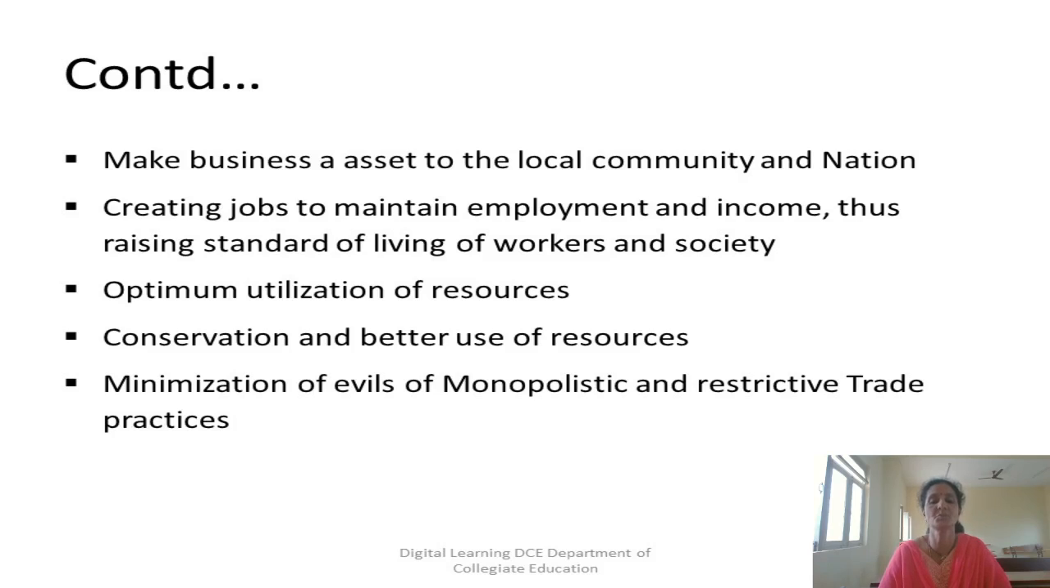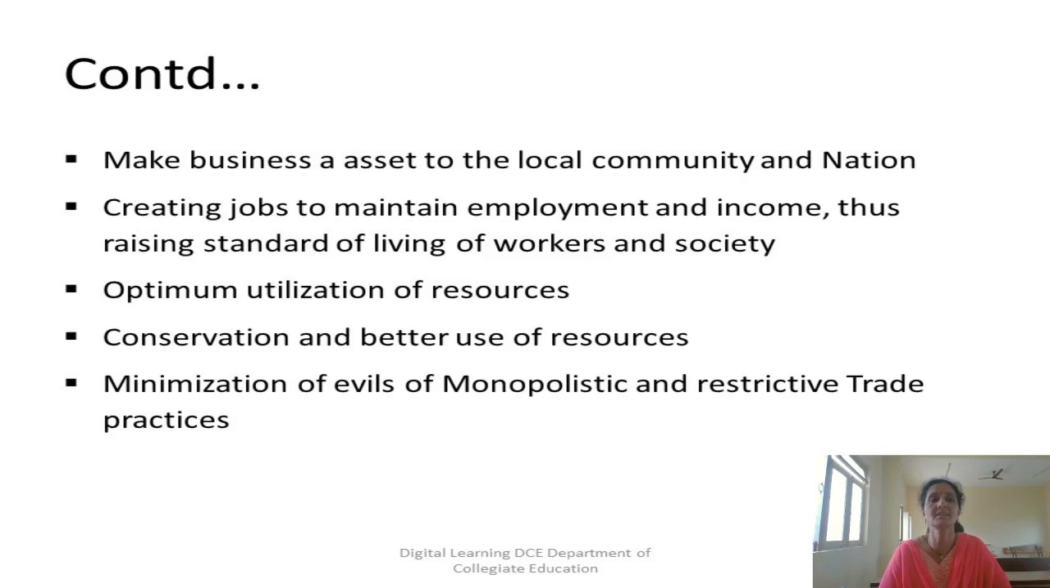Then creating jobs to maintain employment and income, thus raising the standard of living of workers and society. So when a business is started in a particular place, they naturally create employment. When we say create employment, it means there is a requirement of employment. So when the requirement is there, they recruit employees or persons for that particular job. When they recruit those persons, they pay them by way of salary. So here they are providing income to them.